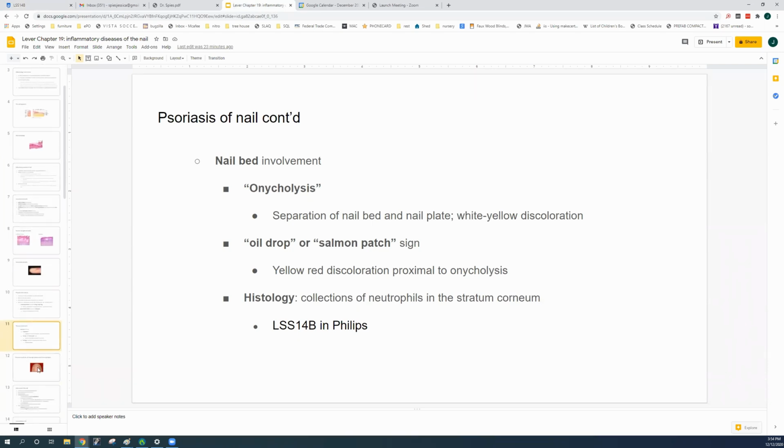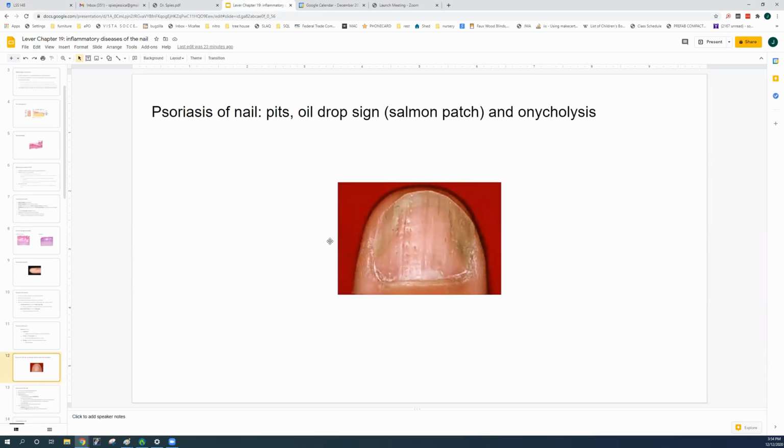So then some clinical photos. Here's psoriasis of the nail with multiple findings in one nail. You've got the onycholysis, or the separation of the plate from the bed. Proximal to the onycholysis, you've got the oil drop sign or salmon patch sign. And then you also have the pits.